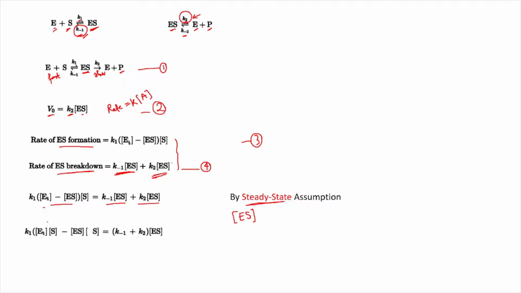Now on the right hand side, we are taking ES common from the first step, and on the left hand side we are keeping every term as it was. In the next step we take this ES to the right hand side, because we want to take every ES common. So K1 into ET into S is equal to K1 into S plus K minus 1 plus K2 whole multiplied by ES. This is our fifth equation.